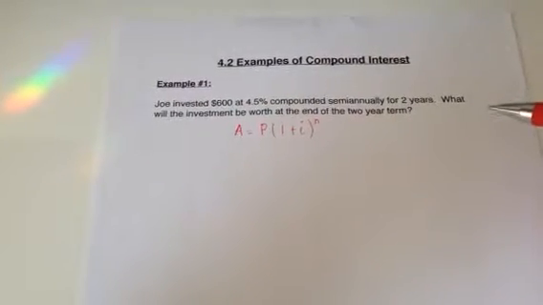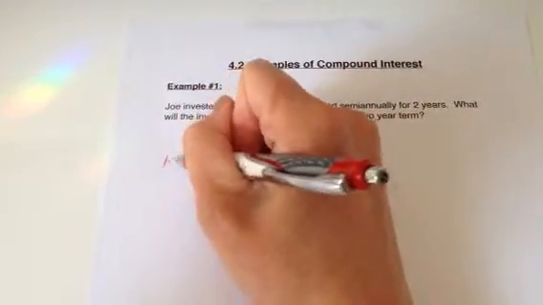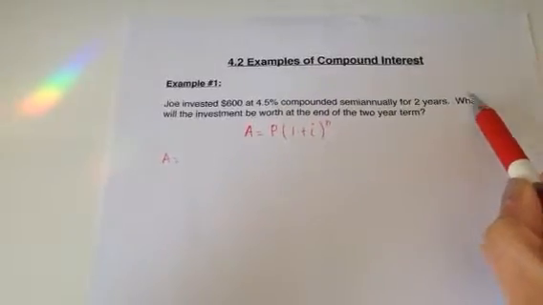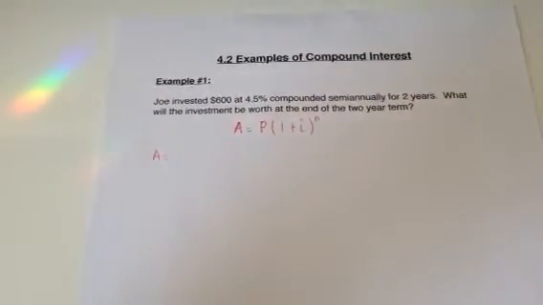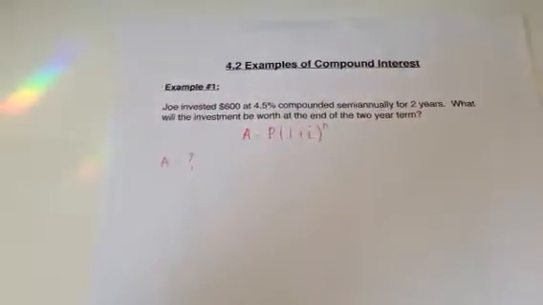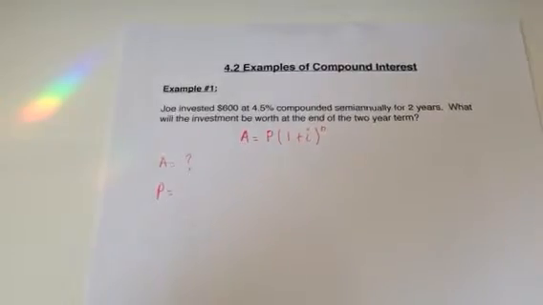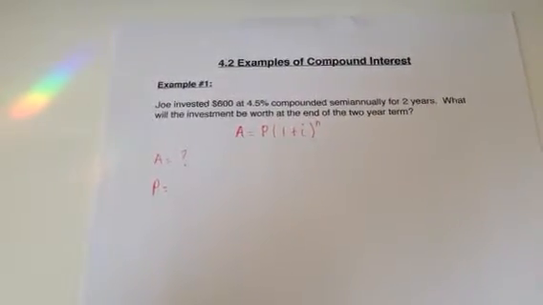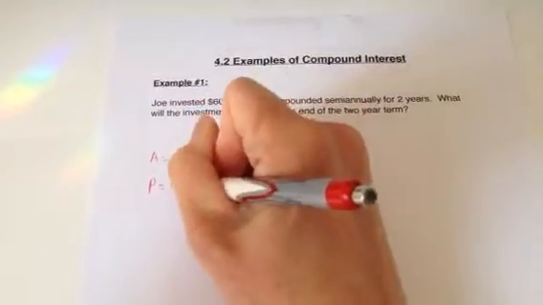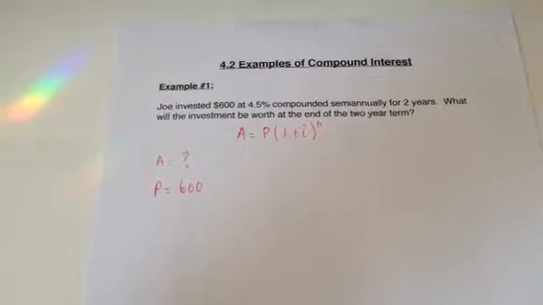So let's go through our question and find out what we know. A is the final amount. We want to know what the investment will be worth at the end of the 2-year term. So that is what we're looking for. We want to figure out what A is. P is our principal. That's what we started out with. In our question it says that Joe invested $600. So P will be $600.